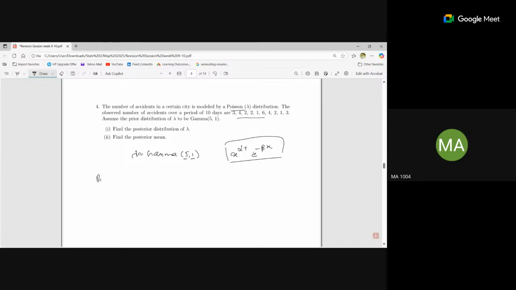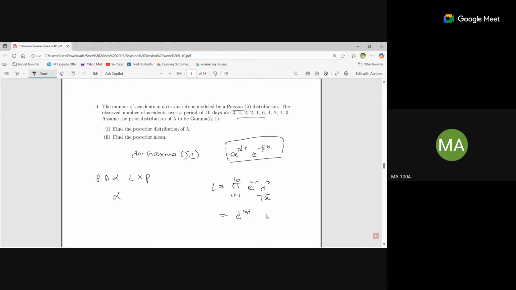Now, the posterior distribution will be likelihood into prior. What is my likelihood? It is following Poisson distribution, right? So my likelihood would be the product of i going from 1 to 10 of e raised to the power minus lambda, lambda raised to the power xi upon factorial xi, correct? Now, this will be equal to e raised to the power minus 10 lambda. Yes or no? Yes, ma'am.